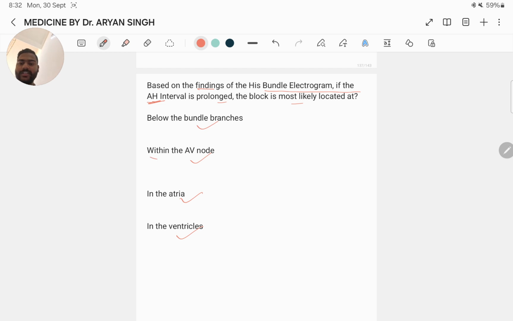Here the answer is within the AV node, because the AH interval is the time between the activation of the atria and the activation of the His bundle, which reflects AV node conduction, and is prolonged on His bundle electrogram. It indicates that there is a delay within the AV node. This delay can lead to various degrees of AV block depending on the severity of the conduction impairment. That's why the answer is within the AV node.